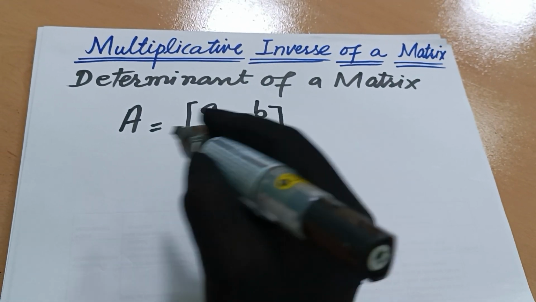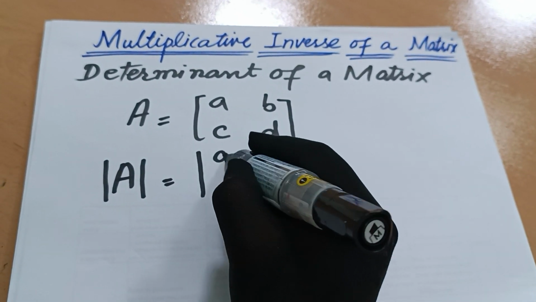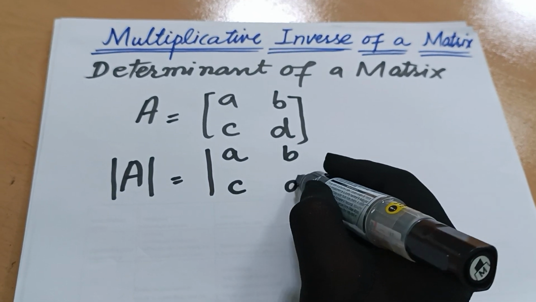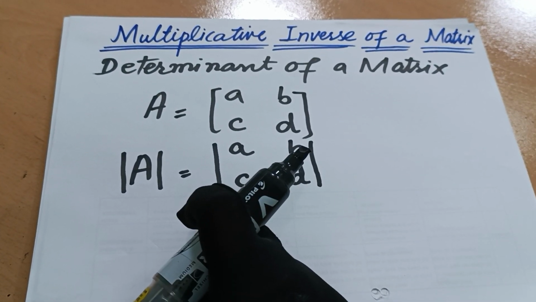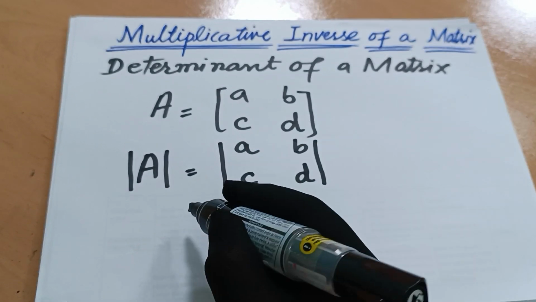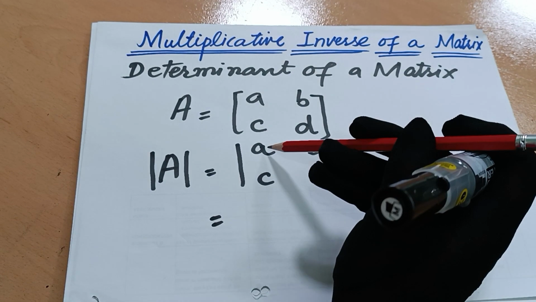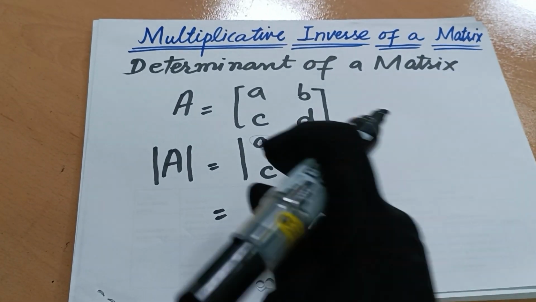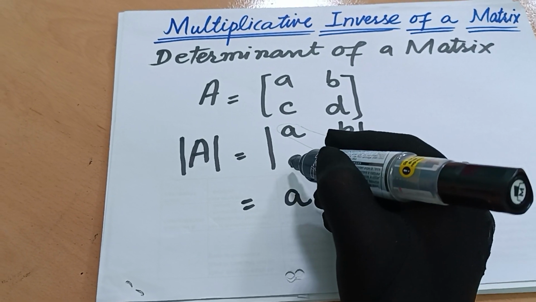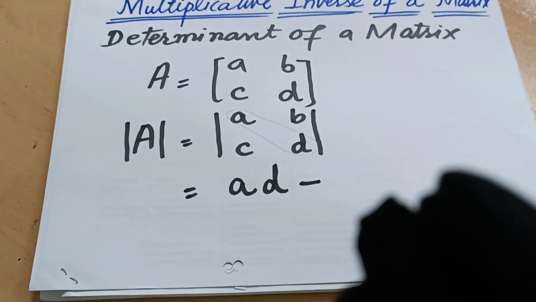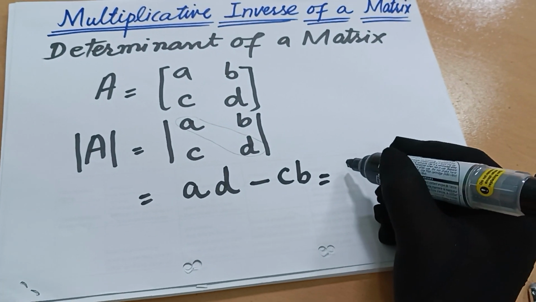Its determinant will be denoted by the straight lines, which we also use for the absolute value. First we will write the matrix in the straight lines. These straight lines are very important. They show that we can apply the properties or rules for solving the determinant over this matrix. Now, this one is called the principal diagonal. The product of the principal diagonal, A times D, subtract the product of the other diagonal elements, C times B. So the answer will be a scalar number.